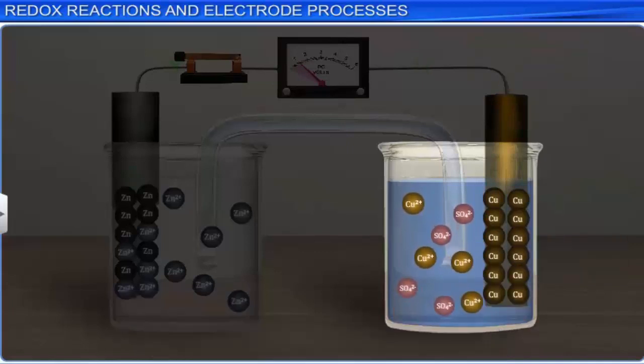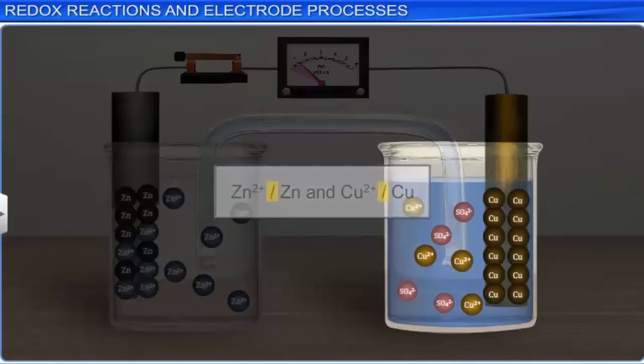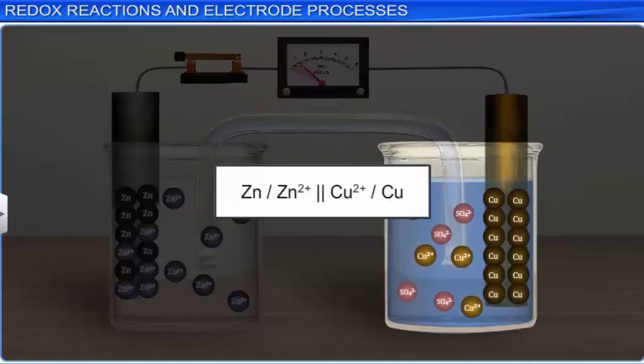In cell notation, a slash is used to separate the oxidized form and the reduced form in a couple. The overall cell is represented by writing the oxidation half cell on the left-hand side and the reduction half cell on the right-hand side, both separated by two vertical lines.